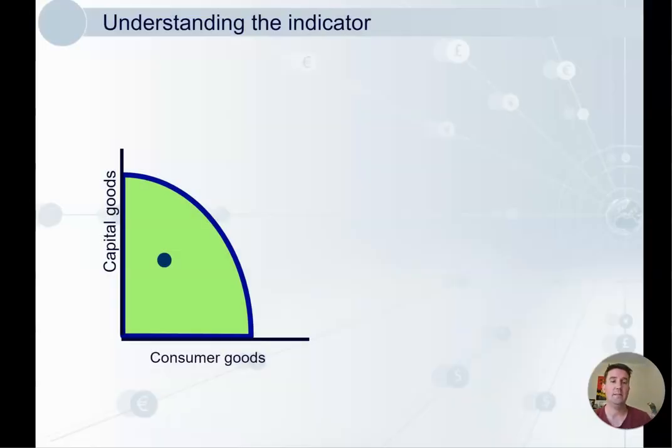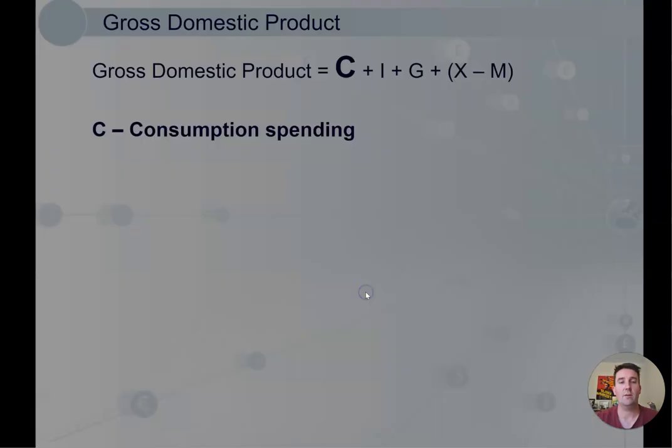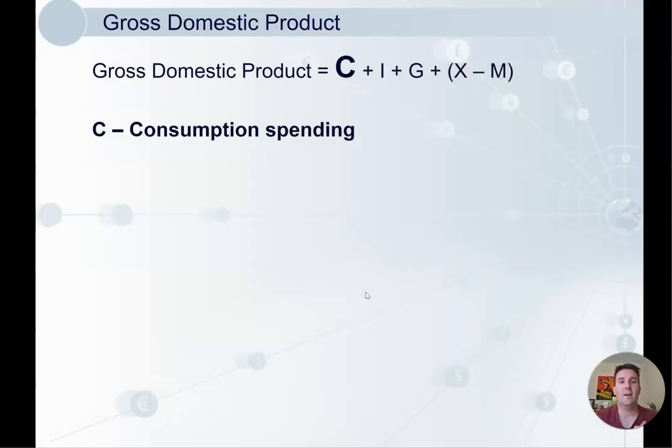Okay, PPC, we haven't seen one of these for a while. So capital goods, consumer goods. Here, this is an example of economic growth. So an increase in our actual output, so we get more productive efficiency and we get less unemployment. We use more of the resources than we used before. So economic growth.